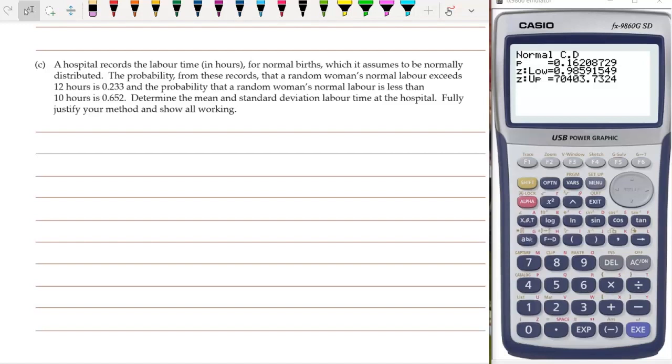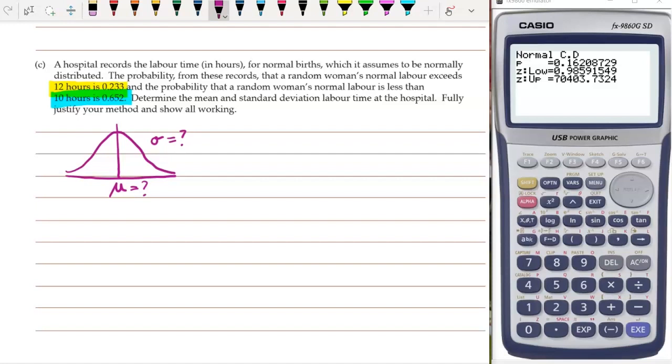The probability from those records that a random woman's normal labour exceeds 12 hours is 0.233, and it being less than 10 hours is 0.652. From those two things, we need to determine the mean and standard deviation labour time. Right, so for this we don't know either the mean or the standard deviation. We're going to need to use simultaneous equations to get them. So those are the two things we're trying to work out.